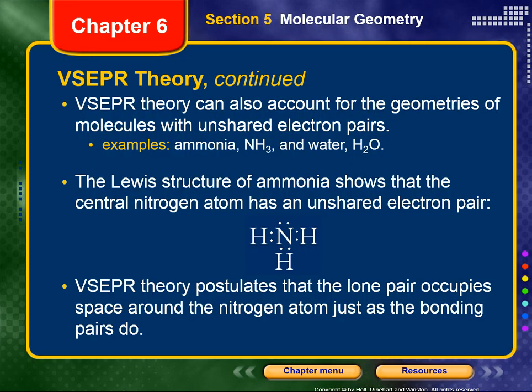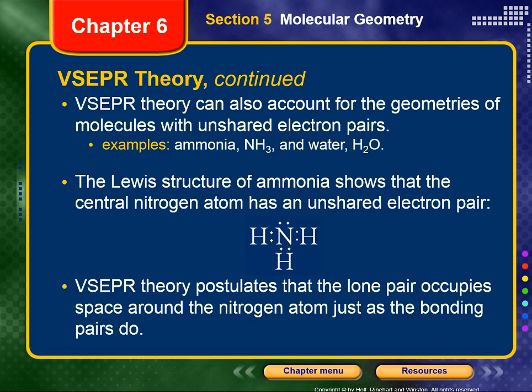VSEPR and unshared electron pairs. Ammonia, NH3, and water, H2O, are examples of molecules in which the central atom has both shared and unshared electron pairs. See Table 6-5 on page 186 of your text for the Lewis structures. How does VSEPR theory account for the geometries of these molecules?